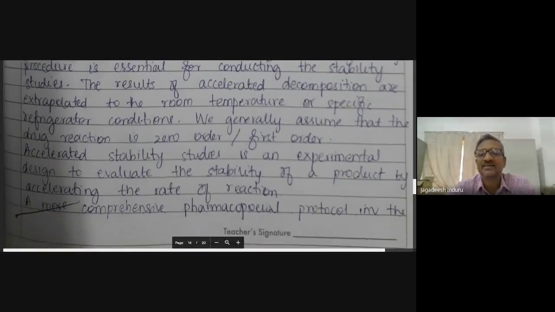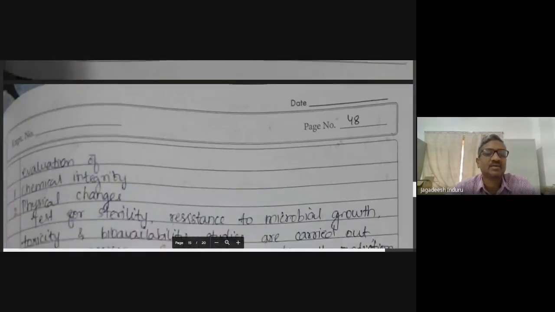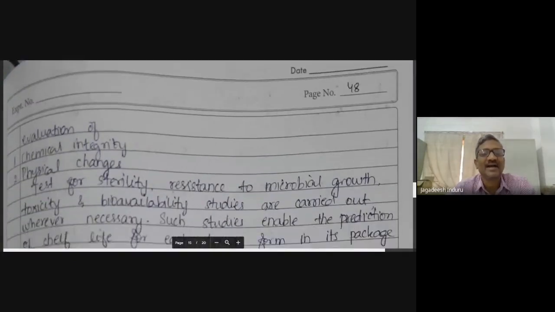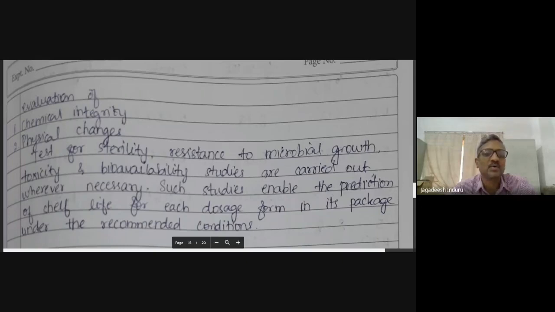A more comprehensive pharmacopoeial protocol is given for the evaluation of chemical integrity and physical changes. The protocol is approved by the regulatory authorities, and we use the same protocol, which can measure changes in physical and chemical integrity, for the determination of our shelf life. We also test for sterility in injections, eye drops, nasal drops and any mucosal delivery systems, and we test for resistance to microbial growth for the action of preservative.